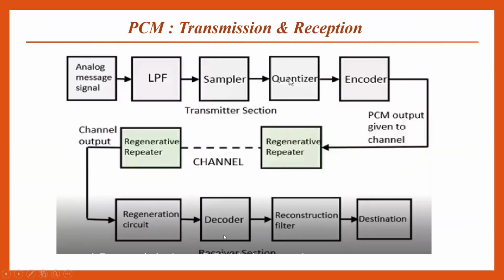And at the receiver side, again, this encoded signal will be decoded. The bit sequence will be converted into quantization levels, and the sample and hold circuit and reconstruction filter will detect the sample and hold signal, and then it will be provided to the destination, or at the final receiving side.